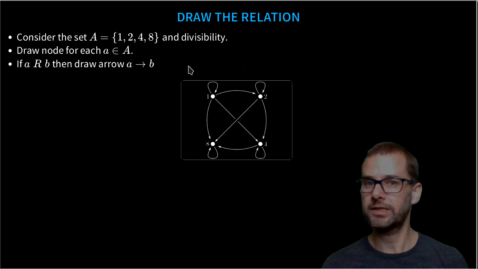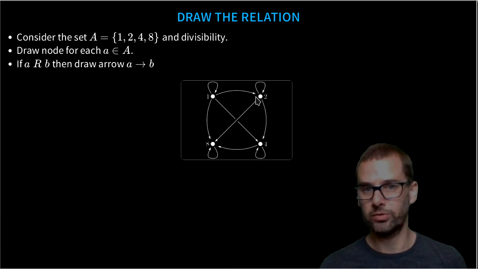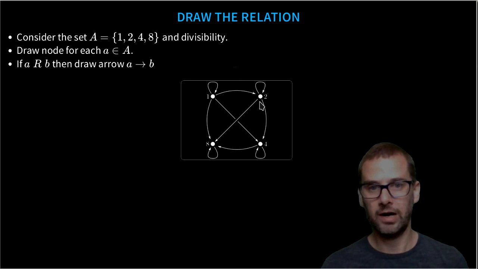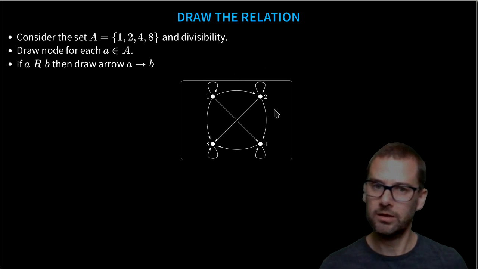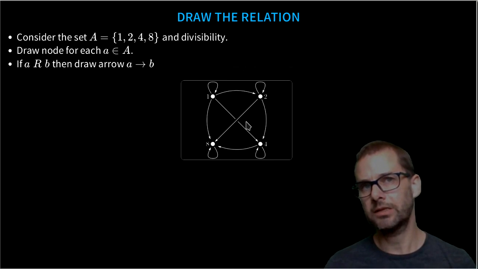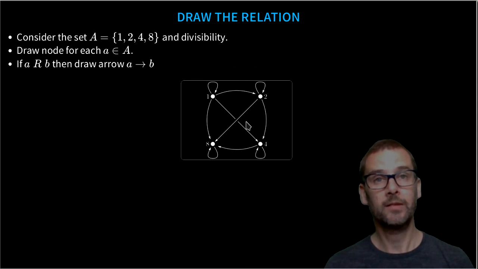So if we summarize things here, we know that 1 divides 1, 1 divides 2, 1 divides 4, and 1 divides 8. 2 divides itself, 2 divides 8 and 4, but doesn't divide 1, so we have no arrow back, and so forth. So we get a picture like this. And these pictures later on will be helpful for building a bit of intuition about what relations are doing. Okay, so let's stop there.